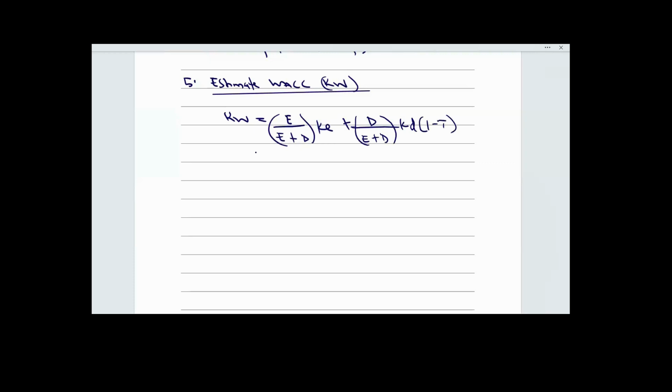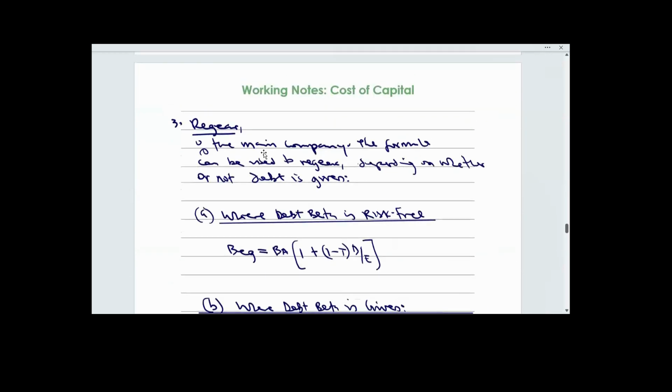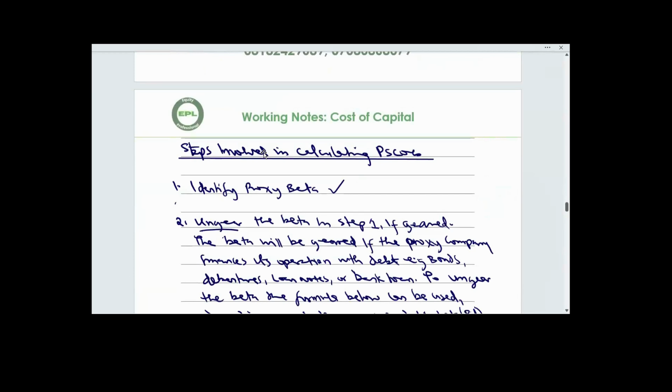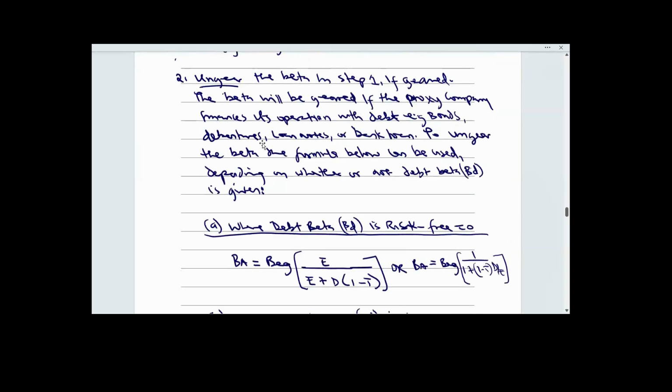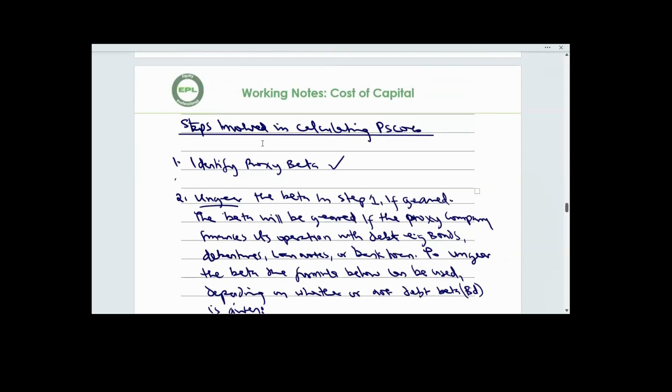So that's that. These are the 5 procedures you need whenever you want to calculate project-specific cost of capital. We said the first step is to identify proxy beta. Step 2, you ungear. Step 3, you regear. Step 4, you cap it. Then step 5, you WACC it. So that will give you the 5 procedures that you need to calculate project-specific cost of capital.